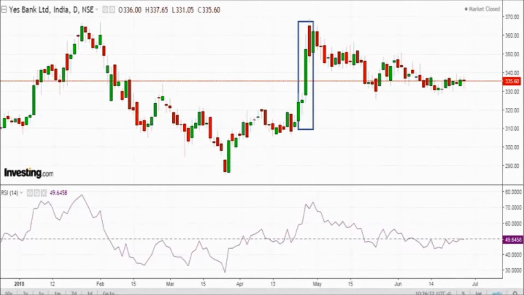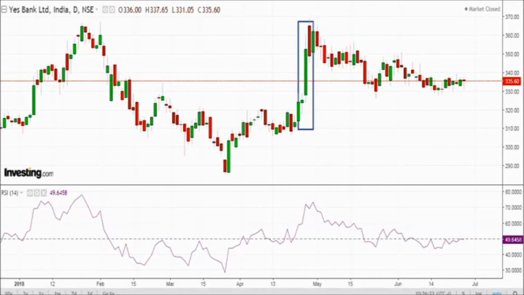Now another example I'd like to take is Yes Bank. Here you can see there is a doji. RSI is well below, in the 55 range. On the very next day, the stock price closes above the previous day's high. That doesn't make it a blind buy, even though the RSI is 50 to 55.